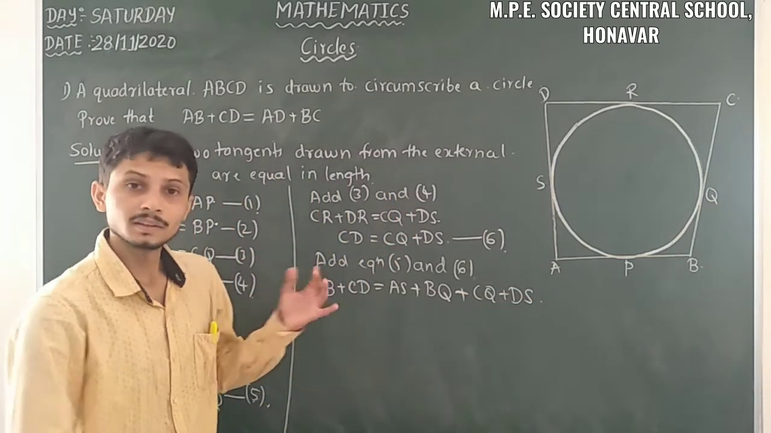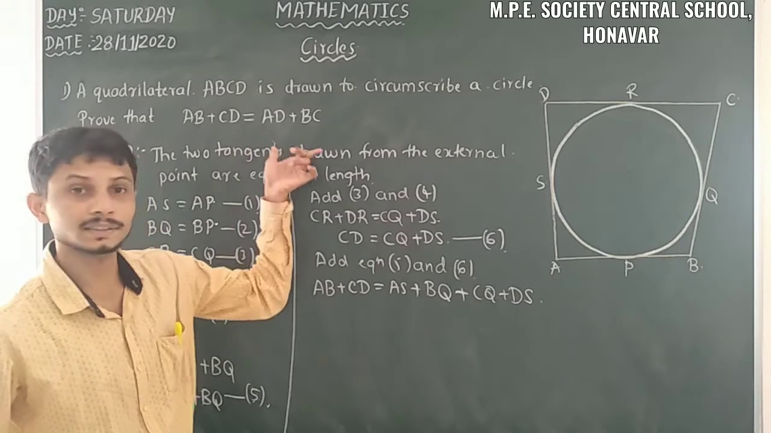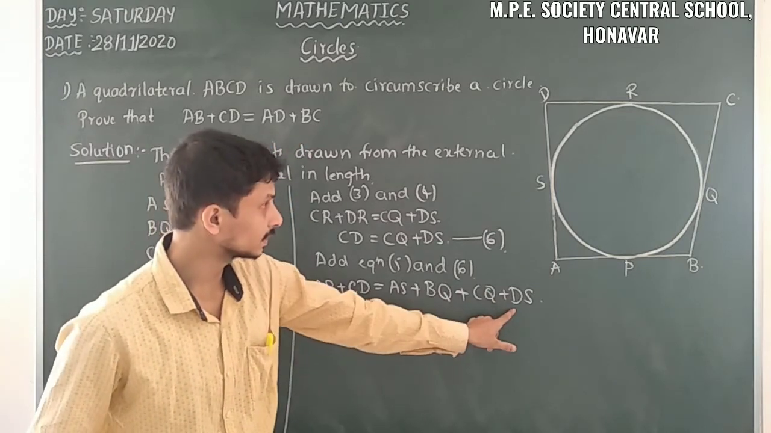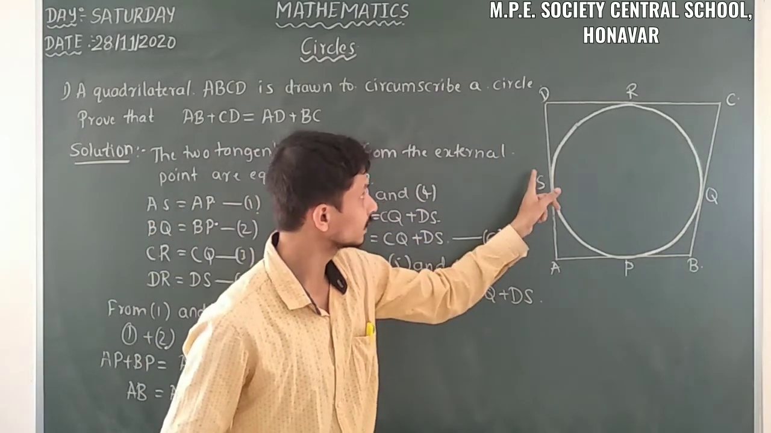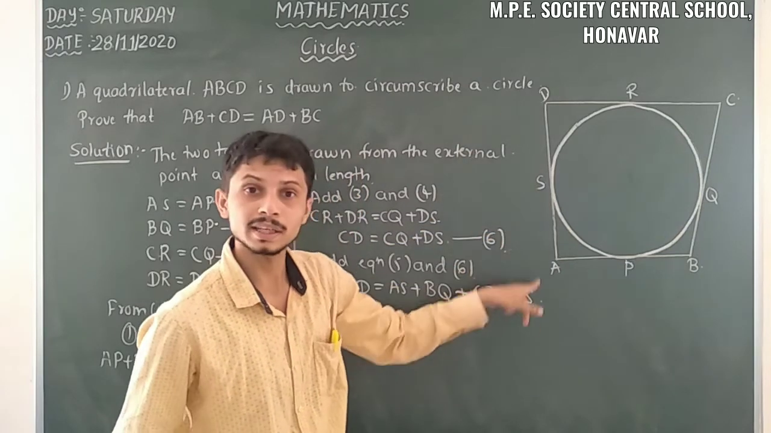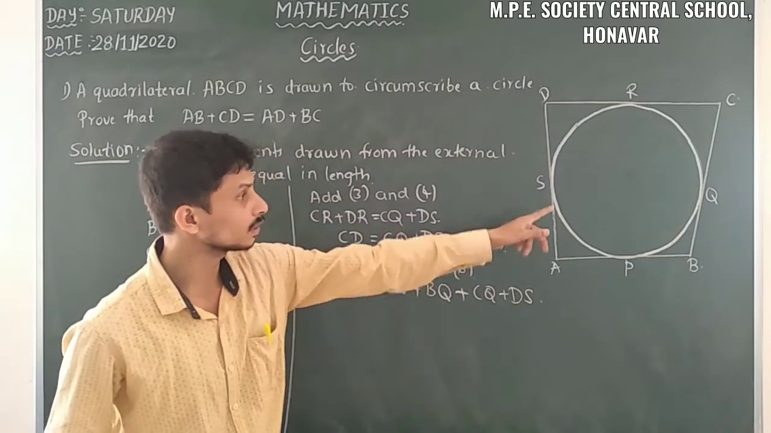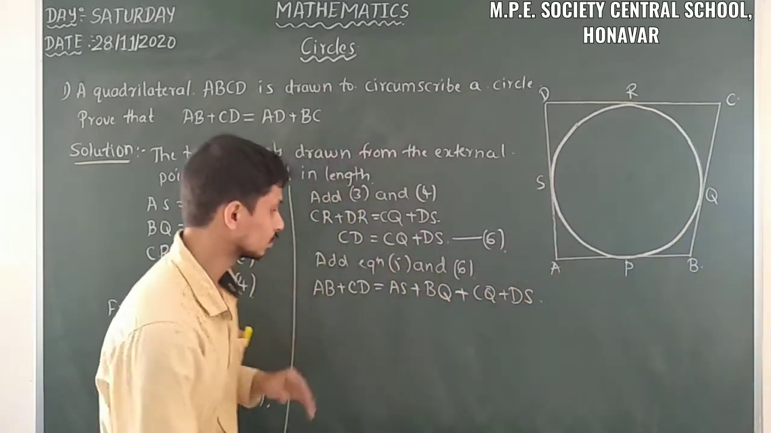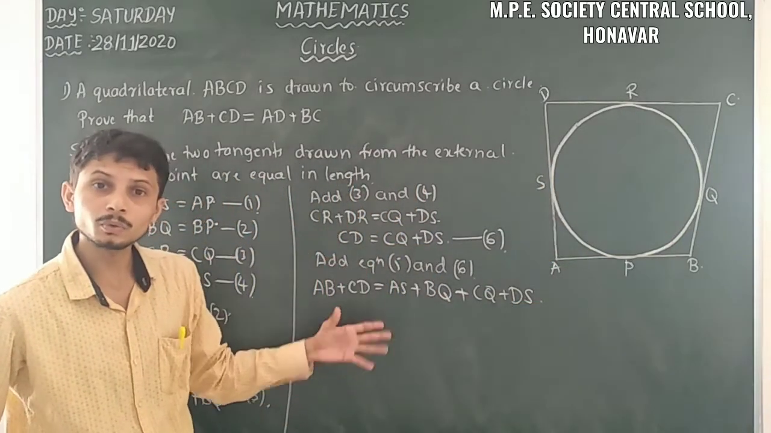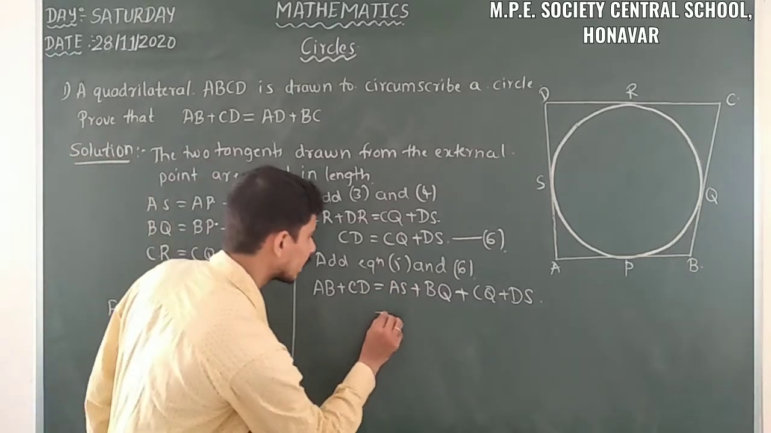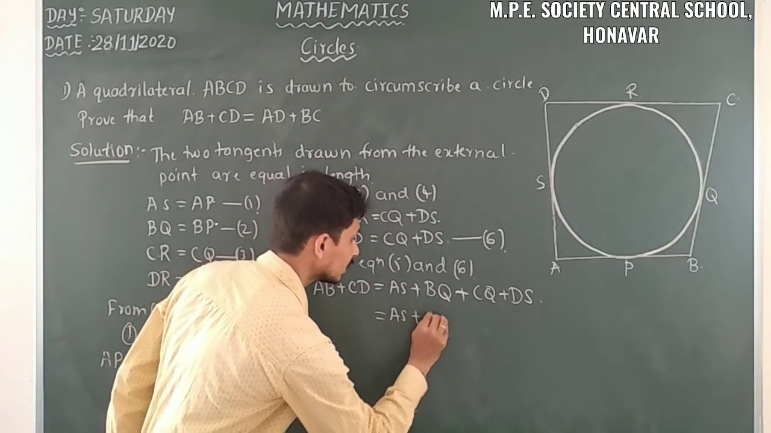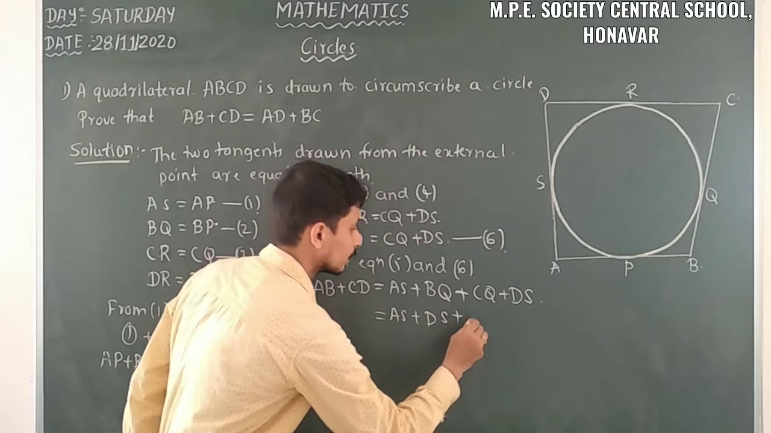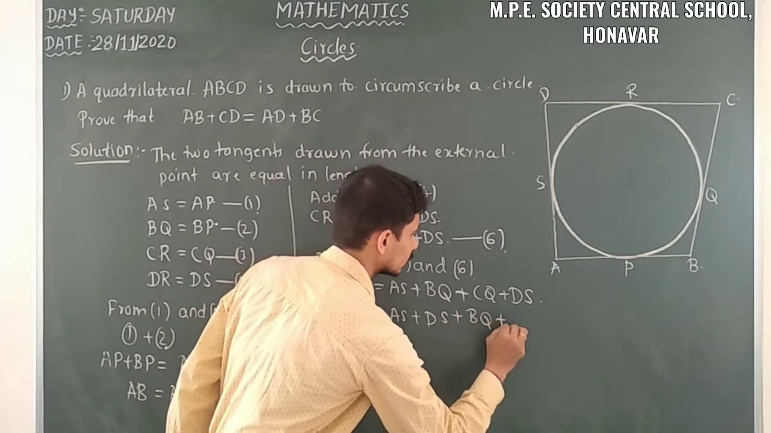Yes. Then we have to reshuffle according to our RHS. That is AS plus DS. Here just observe AS plus DS. It becomes AD. And here BQ plus CQ, it becomes BC. So according to that, we have to reshuffle the things. That is AS plus DS plus BQ plus CQ.